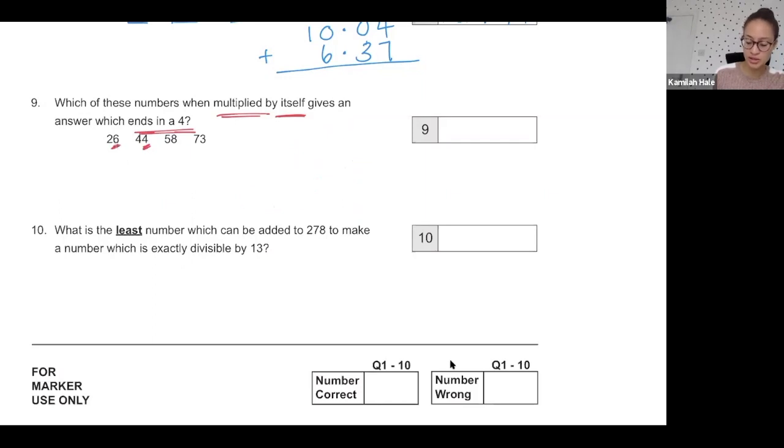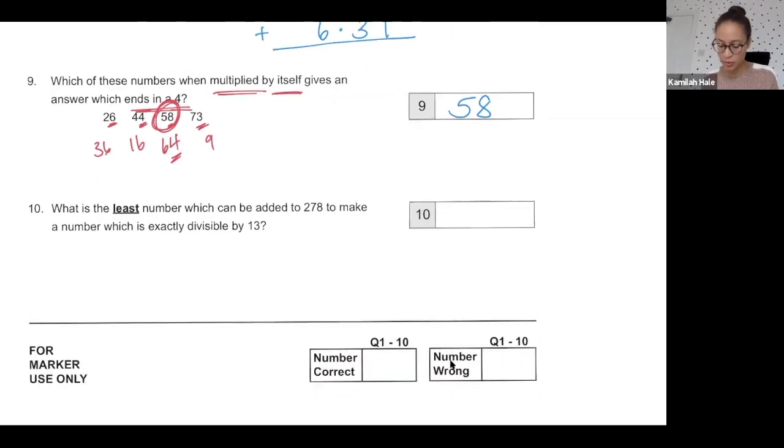So 6 times 6, we get 36. Doesn't end in a 0. Oh, sorry, doesn't end in a 4. 4 times 4, we get 16. Doesn't end in a 4. 8 times 8, we get 64. That does end in a 4. And let's just check the last one just in case, so we can make sure we can rule that out. 3 times 3 is 9. Doesn't end in a 4. So the answer to this will be 58. 58, when multiplied by itself, ends in a 4.